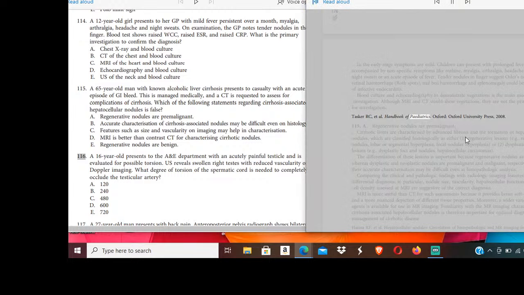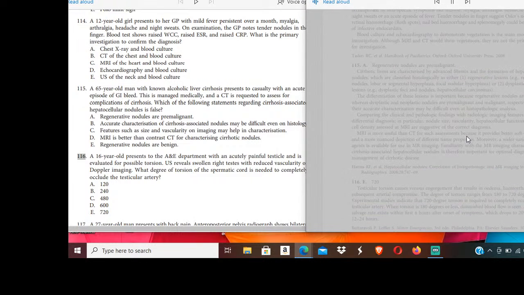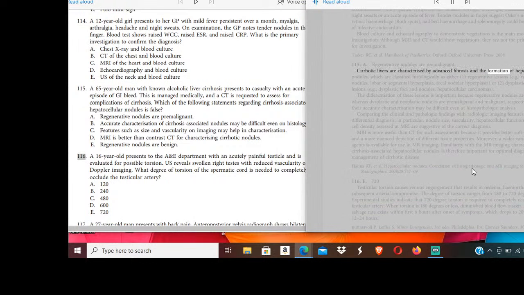Oxford Handbook of Pediatrics. Oxford University Press, 2008. 115. A. Regenerative nodules are premalignant. Cirrhotic livers are characterized by advanced fibrosis and the formation of hepatocellular nodules, which are classified histologically as either 1. Regenerative lesions, e.g., regenerative nodules, lobar or segmental hyperplasia, focal nodular hyperplasia, or 2. Dysplastic or neoplastic lesions, e.g., dysplastic foci and nodules, hepatocellular carcinomas. The differentiation of these lesions is important because regenerative nodules are benign, whereas dysplastic and neoplastic nodules are premalignant and malignant, respectively. However, their accurate characterization may be difficult even at histopathologic analysis.